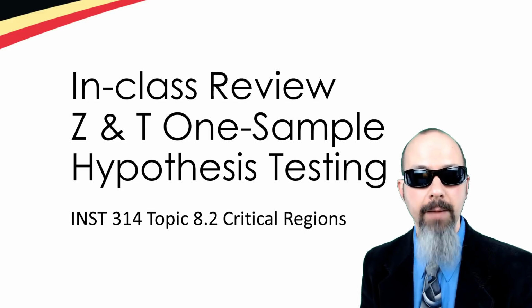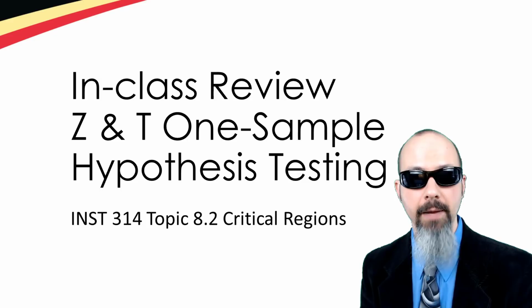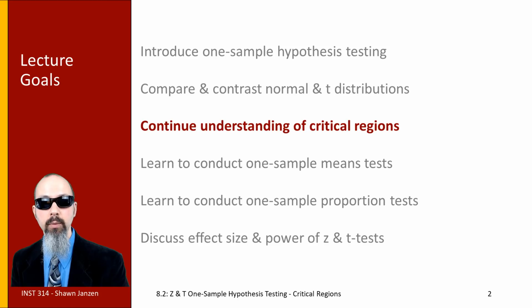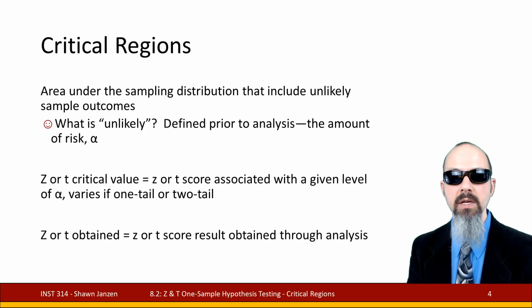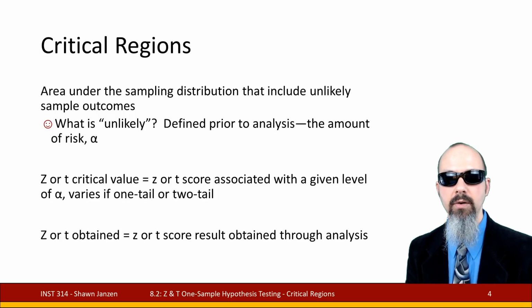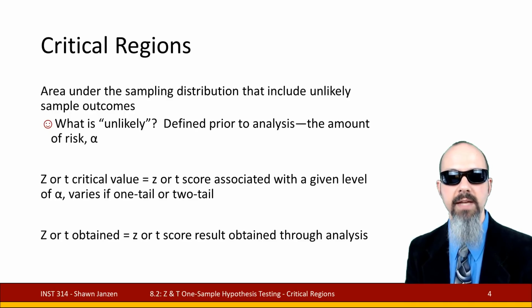We're continuing our topic on one-sample Z and T hypothesis tests, and we're continuing this topic module into critical regions. We've talked about critical regions a little bit before, but we're going to expand on it with a deeper treatment here as it pertains to the Z and T hypothesis testing. So let's recall that critical regions are the area under the sampling distribution that includes unlikely sample outcomes.